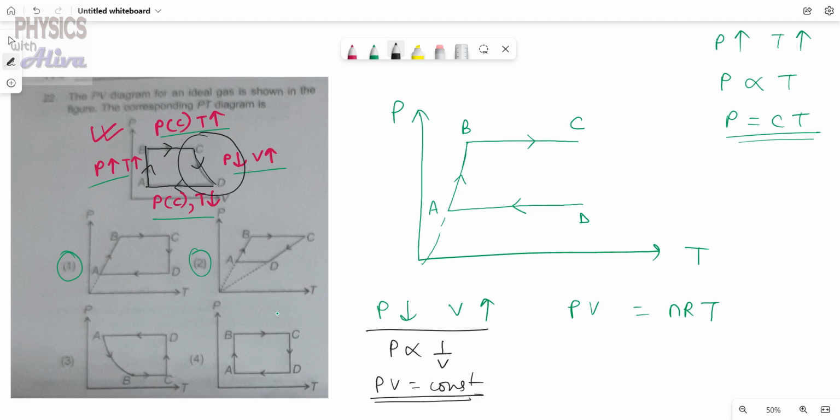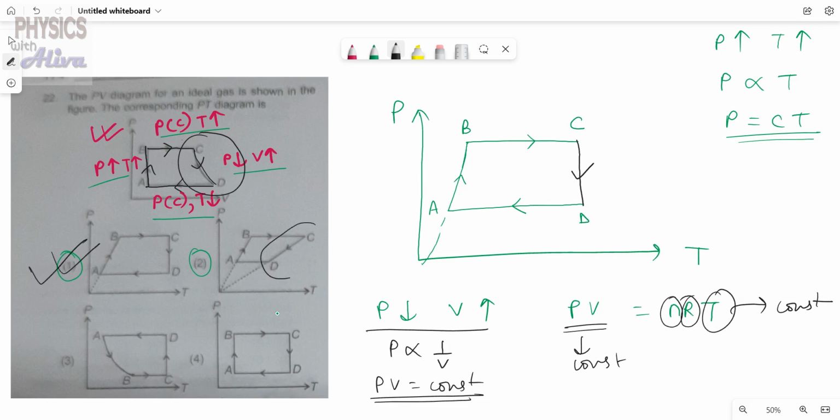So here PV is a constant. We know n and R are constant. So T must be a constant, right? So here P decreases and T constant. So the graph should be like this. So option 1 is the correct answer.